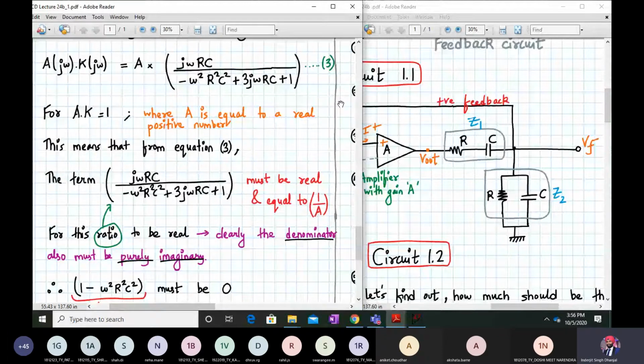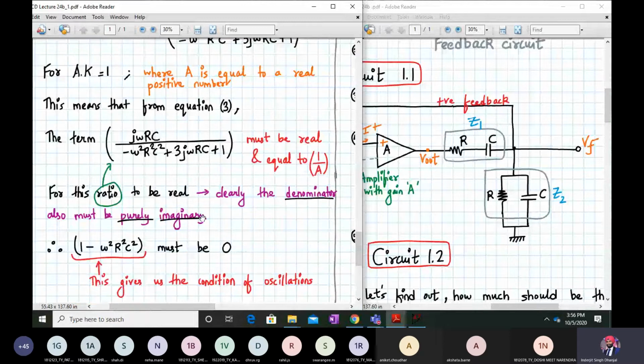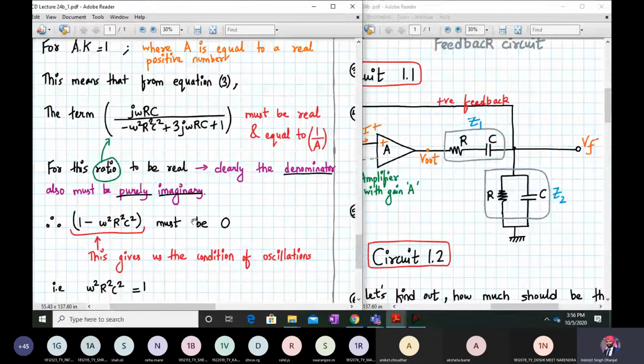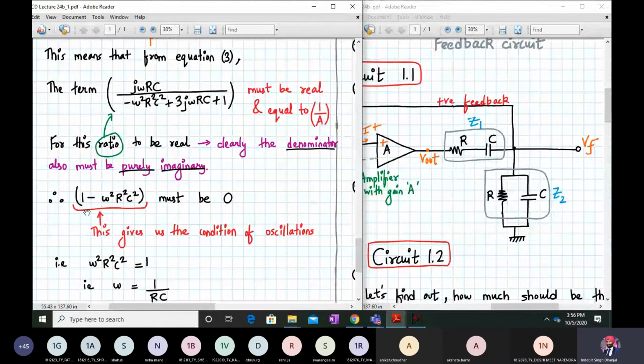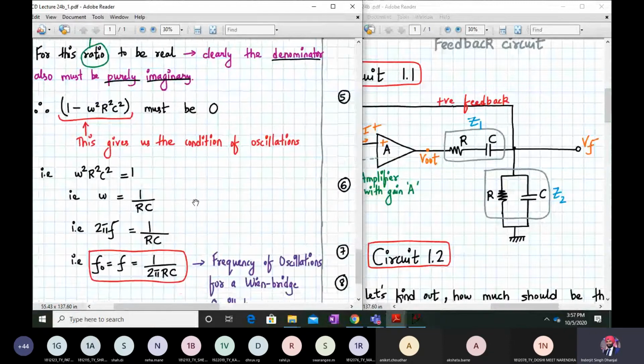Again I repeat, from equation number 3, this term should be 1 upon A, and for it to be real, the denominator of this term should be purely imaginary. So for that, we need to equate the real part to 0. That is what we are doing here: 1 minus omega square R square C square must be equal to 0. So this gives us the condition of oscillations. Now it's just a matter of 1 or 2 steps. Omega square R square C square should be equal to 1, so omega will be equal to 1 upon RC.